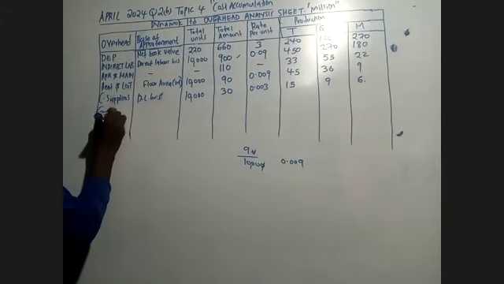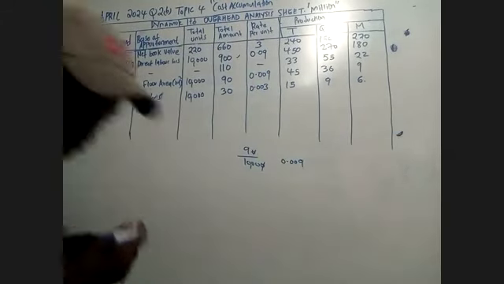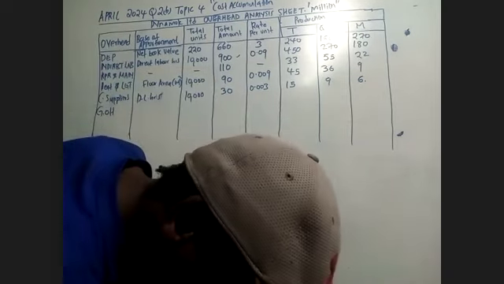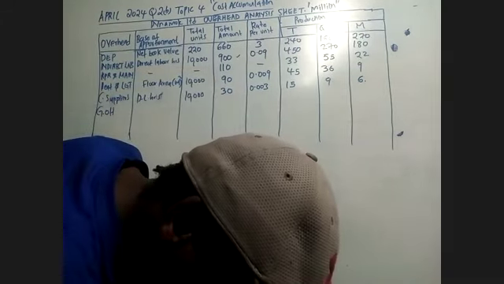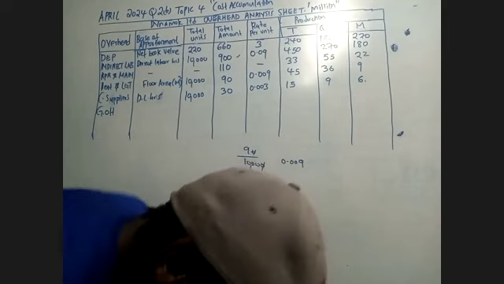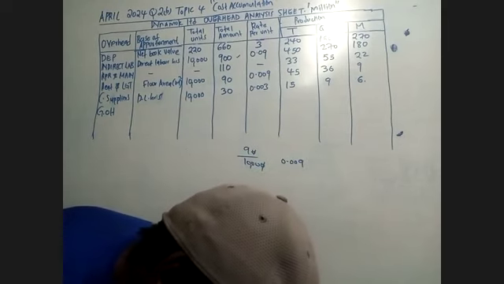So general overhead. Now wametuambia general overhead 20% of the direct wage cost. Do you have the direct wage cost?